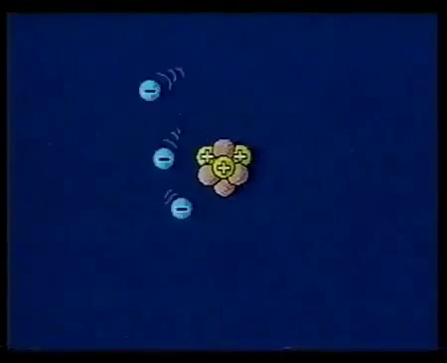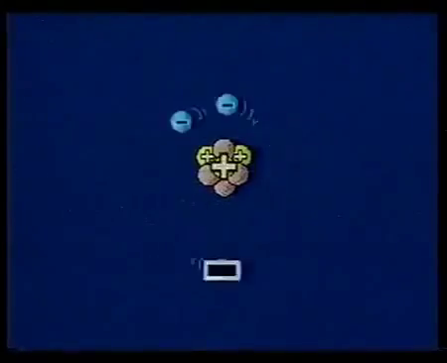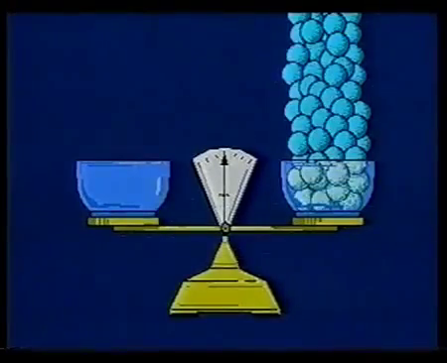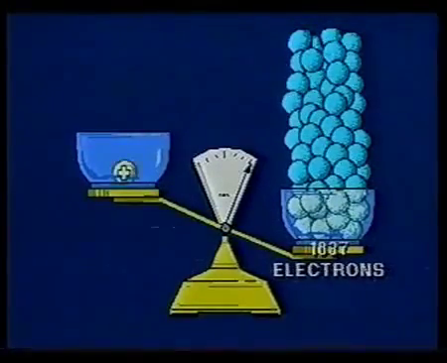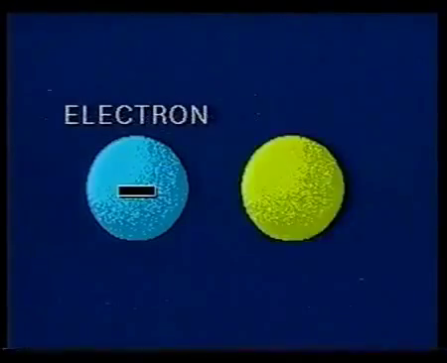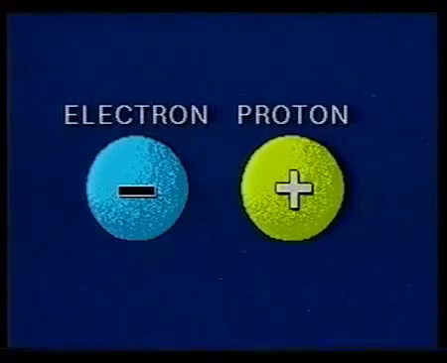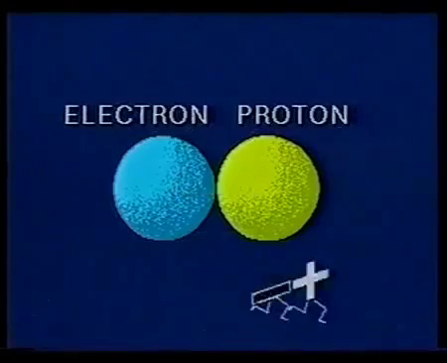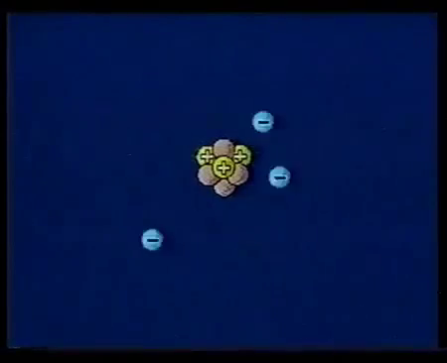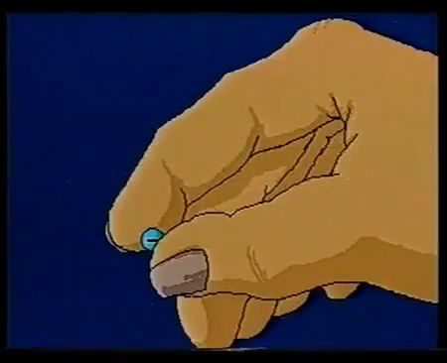The attraction between the negatively charged electrons and the positively charged nucleus keeps the electrons in the vicinity of the nucleus as they circle it. It takes 1,837 electrons to equal the mass of one proton. But the charge on a single electron exactly balances the positive charge on a proton. Electrons, which are farther away from the nucleus, experience a smaller force of attraction than those which are closer to it. These outer electrons can be removed with relative ease.